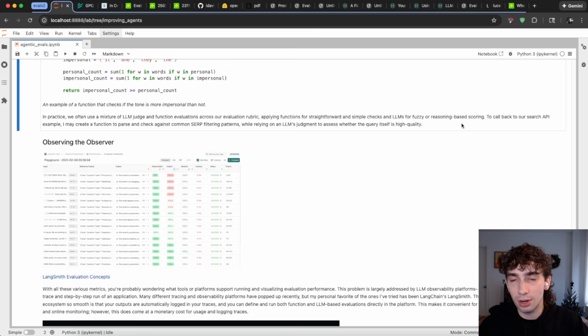To call back to our example of the web search tool, I might create a function evaluation to parse and check against common filtering patterns while relying on a language model's judgment to assess whether the query itself is high quality.